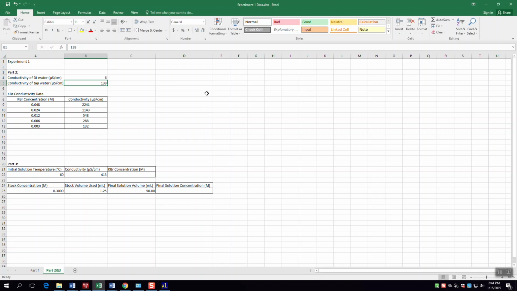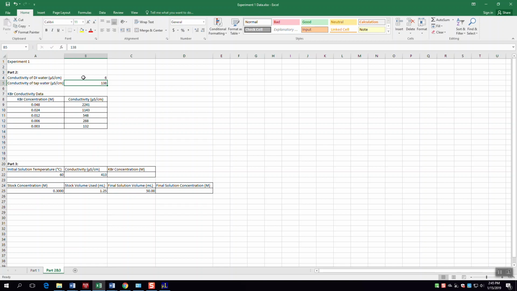So you'll see here that I have a part 2 and 3 sheet on this Excel spreadsheet. This is the same spreadsheet that I used before to show you the data for part 1. Now I have parts 2 and 3 on a second sheet on the same Excel spreadsheet. This way I can save one file to the computer and my TA will have access to parts 1 and parts 2 and 3 organized in a neat fashion.